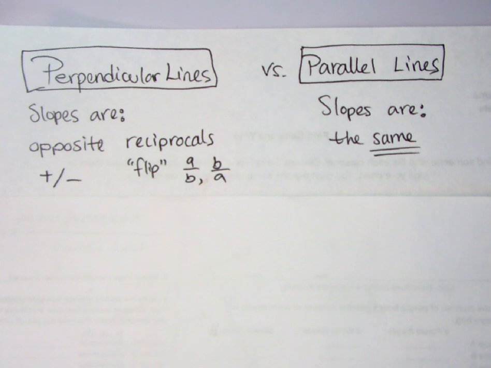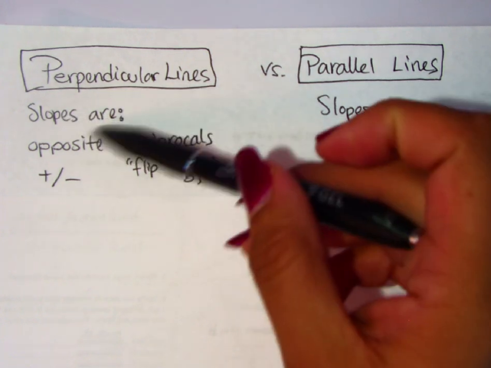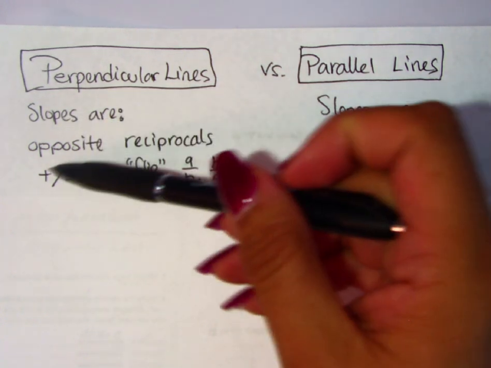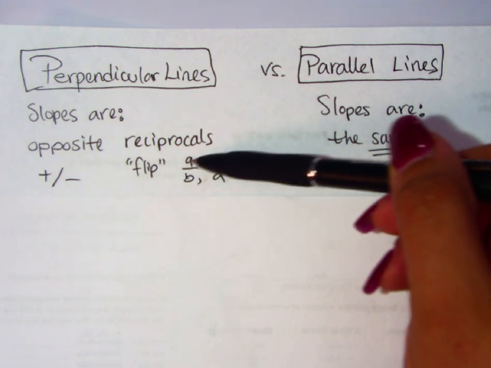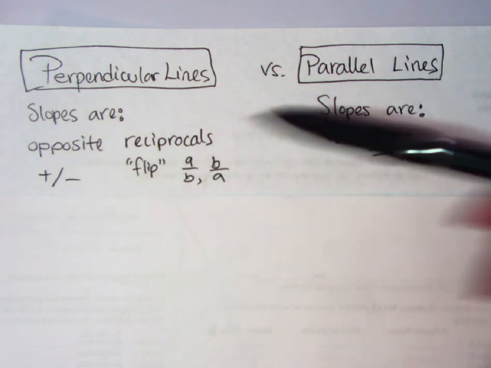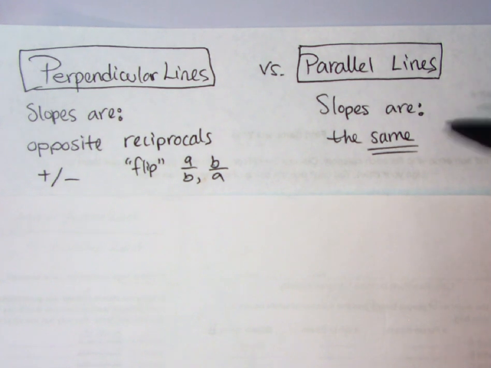Hey students, so this is going to continue the previous notes. Now that we have reviewed what perpendicular and parallel lines are, just a reminder, perpendicular lines have slopes that are opposite reciprocals, meaning one's positive and one's negative. And then as far as the slopes go, you have a flipped version of the slopes. Parallel lines, you just got to remember slopes are the same.